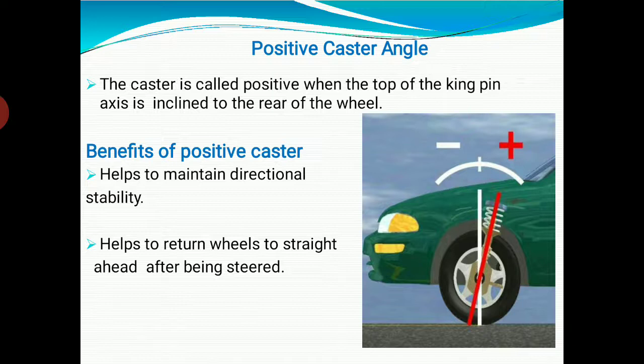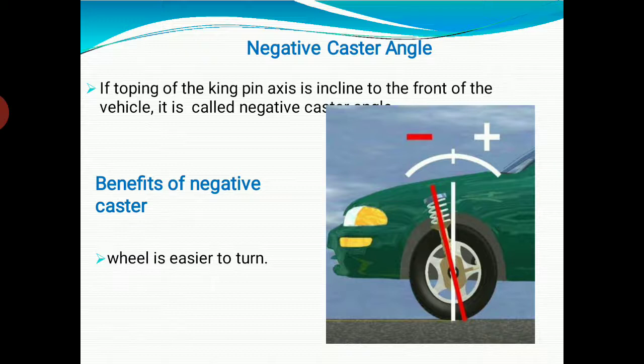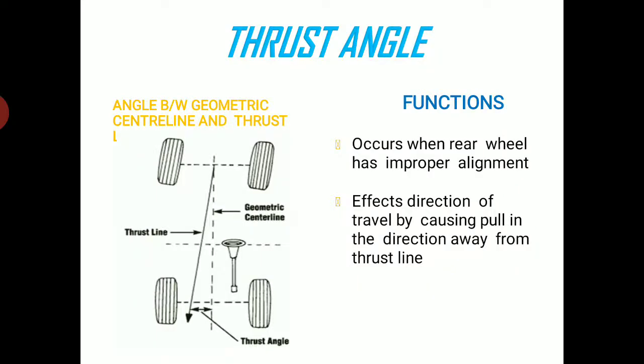In positive caster, the top of the kingpin is inclined to the rear of the wheel. It helps maintain directional stability and helps return the wheels to straight ahead after turning. Once the steering is turned, it will return to its original position. With negative caster, the benefit is that the wheel is easier to turn. Thrust angle occurs when the rear wheel has improper alignment. It affects the direction of travel by pulling the vehicle away from the thrust line. You can see the figure.